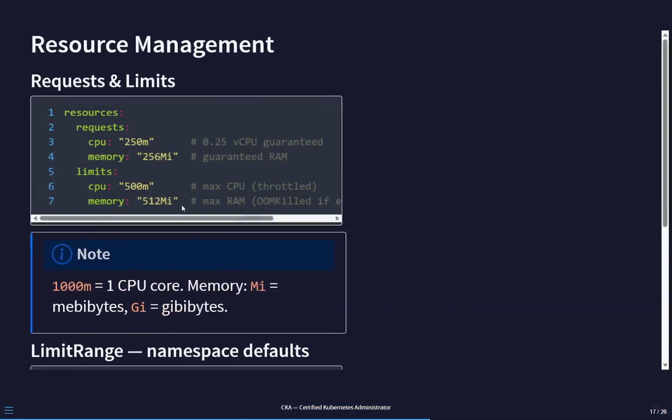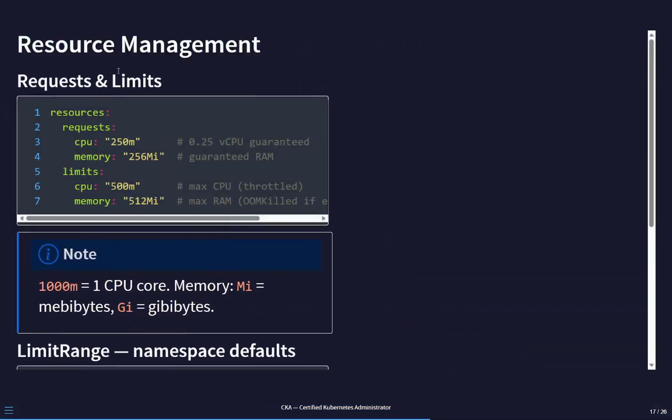Every container in a pod should declare its resource requests and limits. This is fundamental to cluster stability. Requests are what the scheduler uses to find a suitable node. If a pod requests 250 millicores of CPU and 256 megabytes of RAM, the scheduler only places it on a node that has that much available.